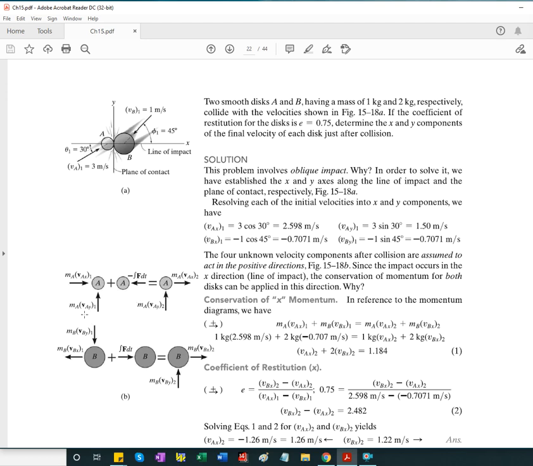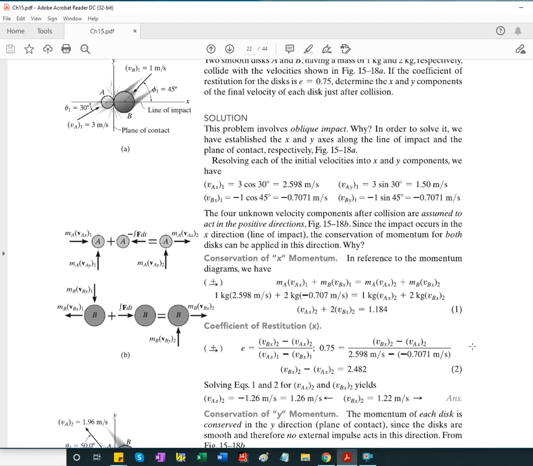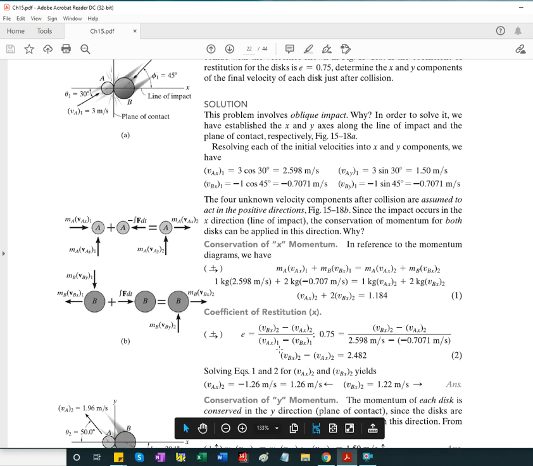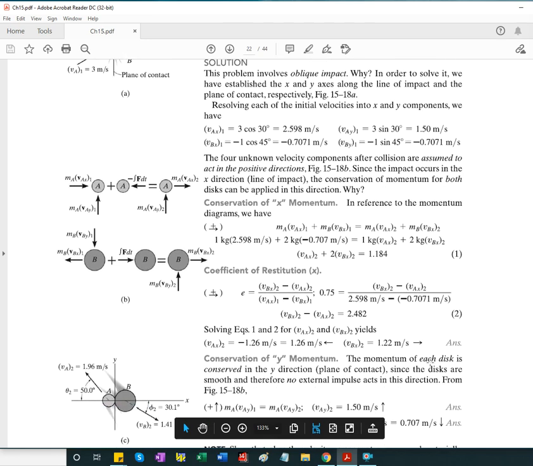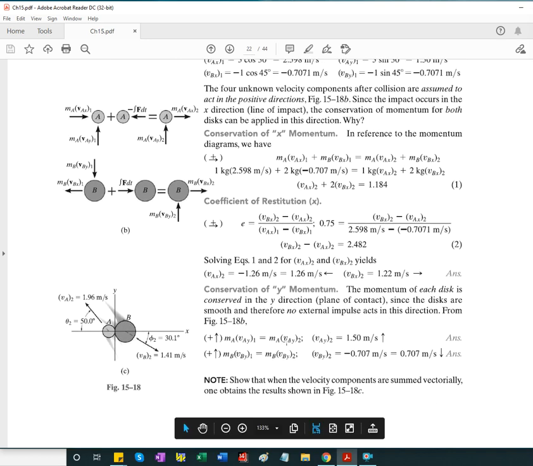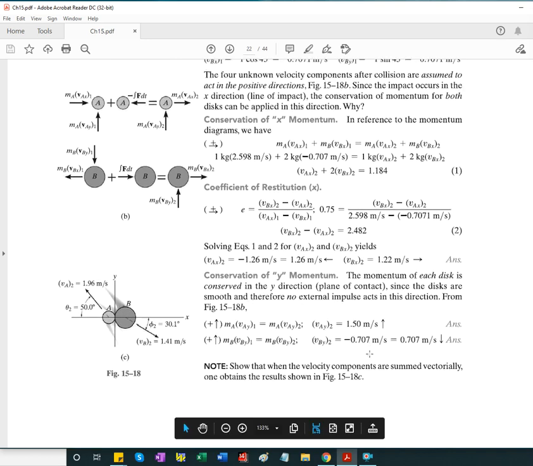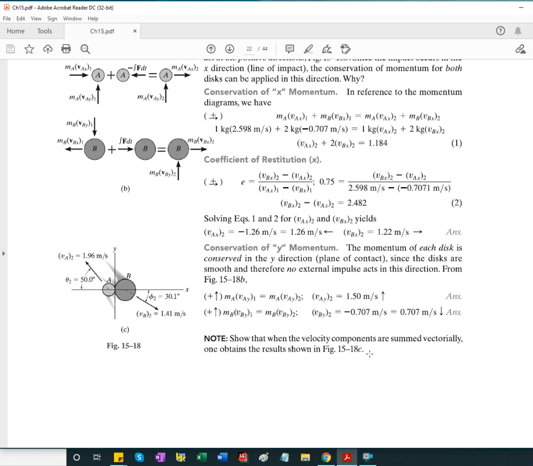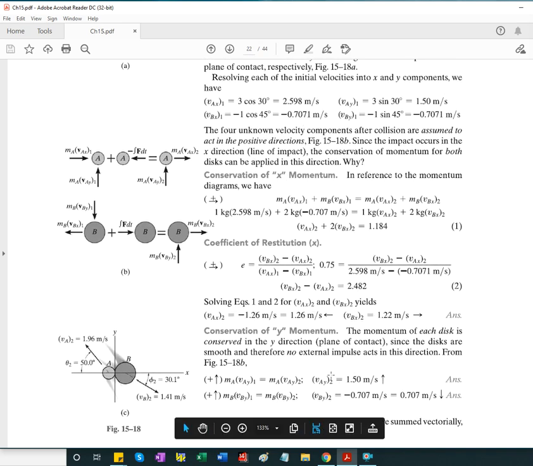So V_AY1 is unchanged, and likewise for V_BY1. And the coefficient of restitution is applied with the velocity in the x direction. And so conservation of momentum in the x direction, coefficient of restitution in the x direction, and then the fact that ultimately the velocity in the y direction is not changed, so same values you can see.